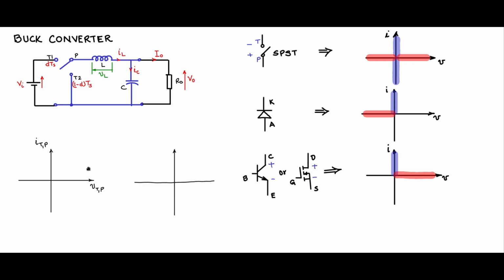Likewise for T2P, I am taking V T2P, throw to pole, and I throw to pole. Now let us see how these characteristics get filled up, and then we will map them to the available device. Now take for example PT1.